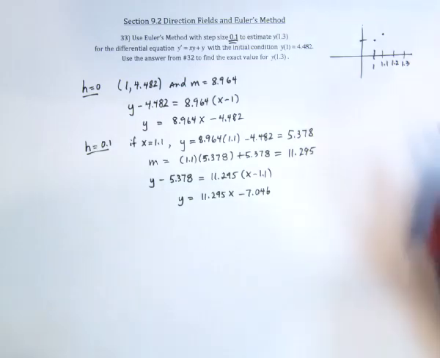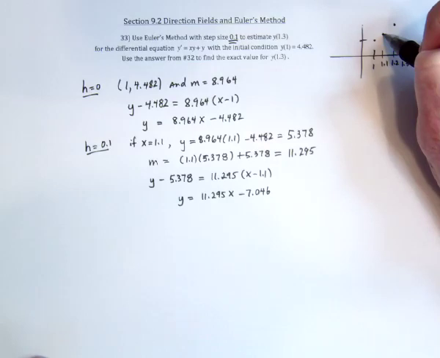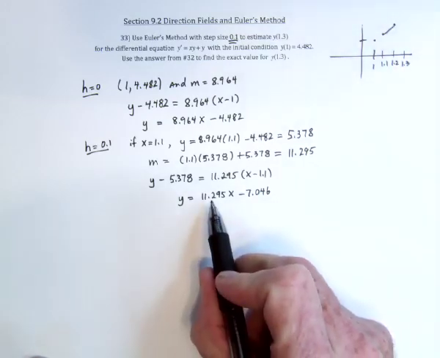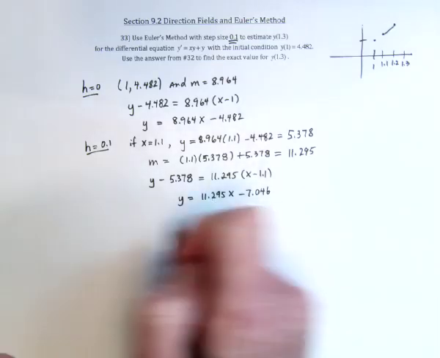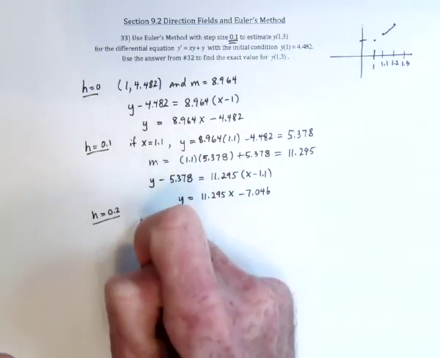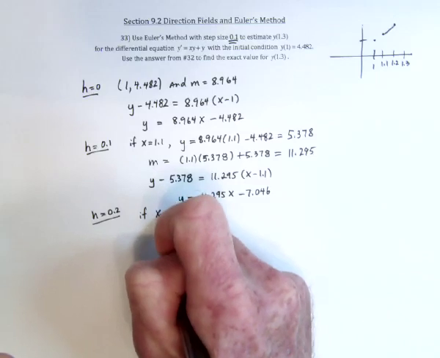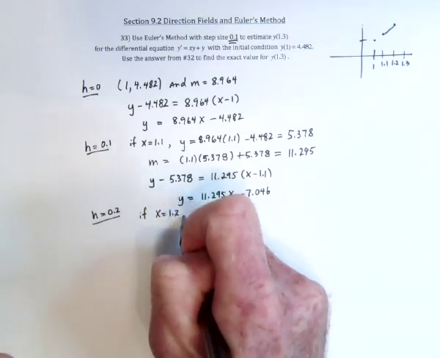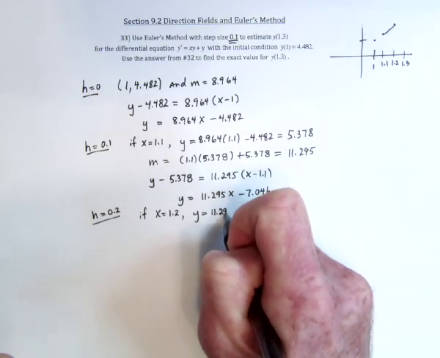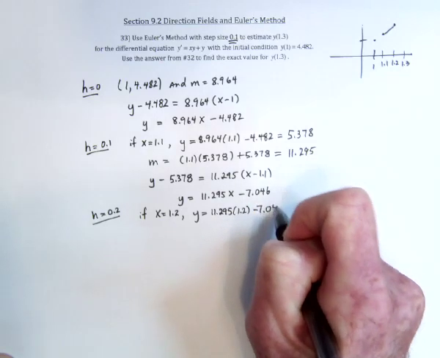Okay, now I just move over to the next point. So at 1.2, we're basically just going to follow this line segment until we get to where x is a 1.2. So then that's what's called h equals 0.2. So if we have x is a 1.2, then we'd have y equals 11.295 times that 1.2 minus 7.046.